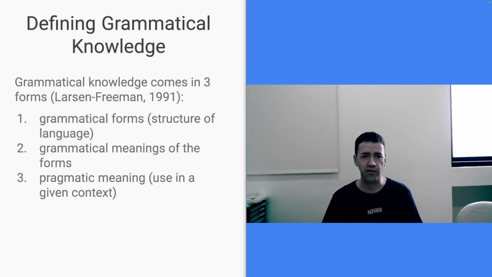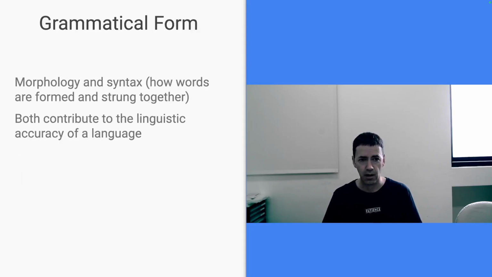Okay, so let's start with defining grammatical knowledge. According to Larsen-Freeman, it comes in three forms. We've got grammatical forms, we've got grammatical meanings of forms, and we've got pragmatic meaning, which means the use in a given context. Okay, and we can also look at the morphology and syntax, right? How are words formed and strung together in a sentence? Both contribute to the linguistic accuracy of a language. So we're looking at the grammatical form here. Morphology and syntax, both of them make it accurate.